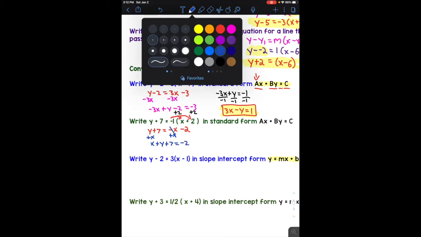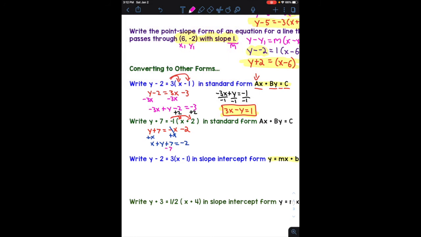And I know the 7 has to go on the right side, so I'll subtract it from both sides to get x plus y equals negative 9. Since the coefficient out front is just a positive 1, I don't have to fix it in any way. This would be our standard form for the original equation that was in point-slope form.